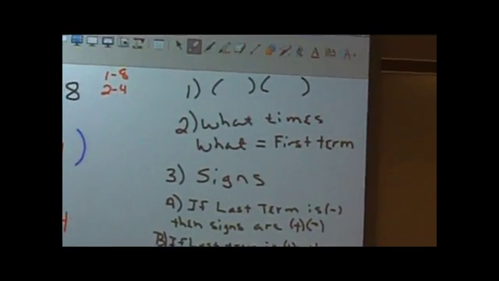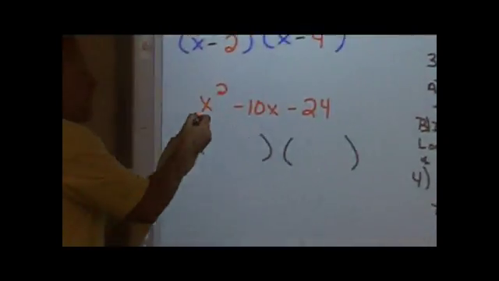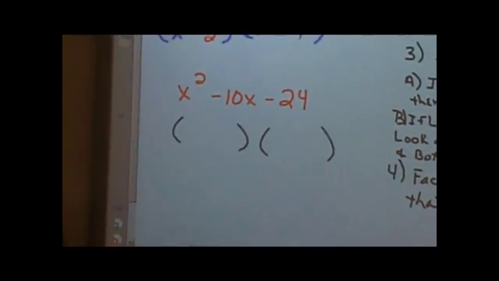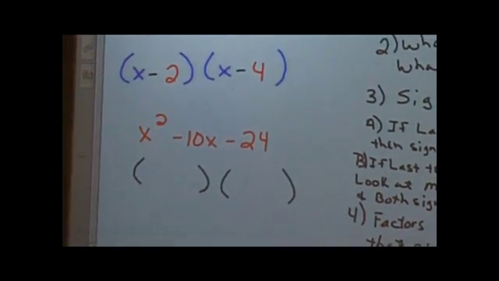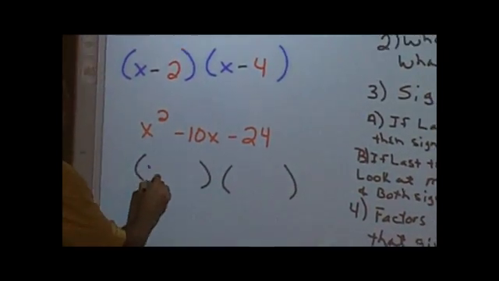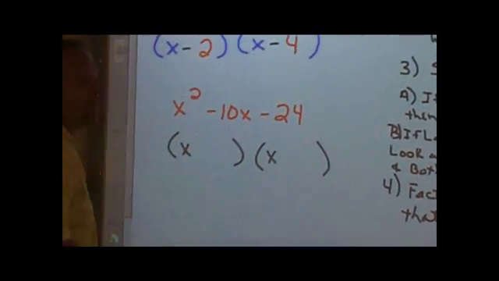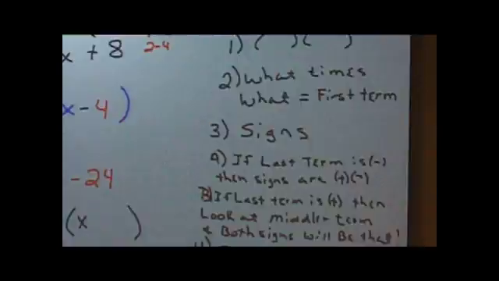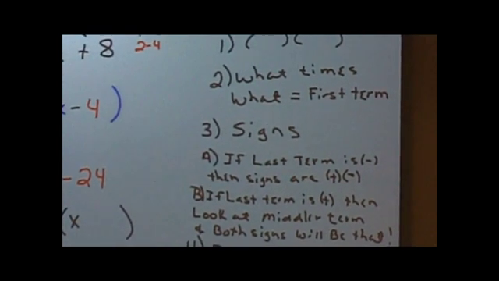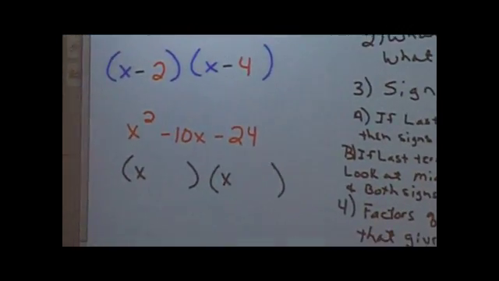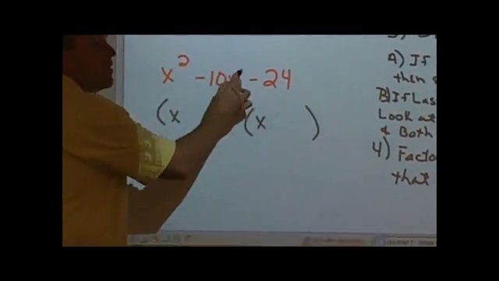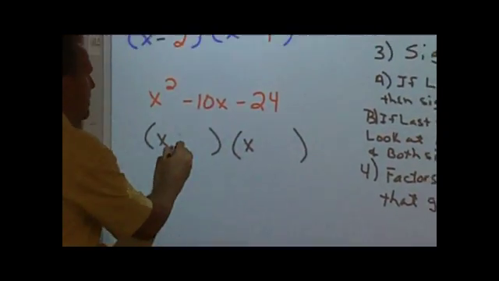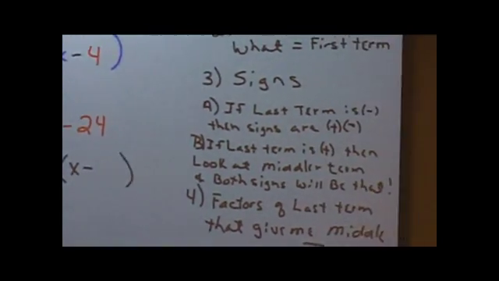My second step, I'm asking myself, what times what gives me my first term? x squared. What times what gives me x squared? X and x. My third step is the most important step. What are my signs? I look at my middle term. It's negative. Plus and minus. My signs will be opposite.